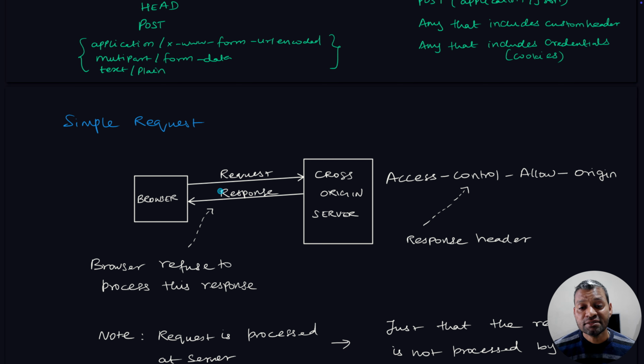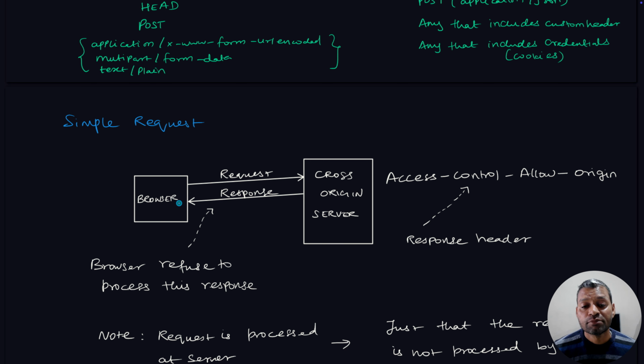So the main thing is, request will go to the server, the server will process that request, it will send the response back, and when it sends the response back, it will include this header access control allow origin to indicate all the allowed origins. If the origin of the current page loaded on this particular browser is included in that header, then the response will be processed by the browser. Otherwise, the response will be ignored. It will not be processed by the browser.